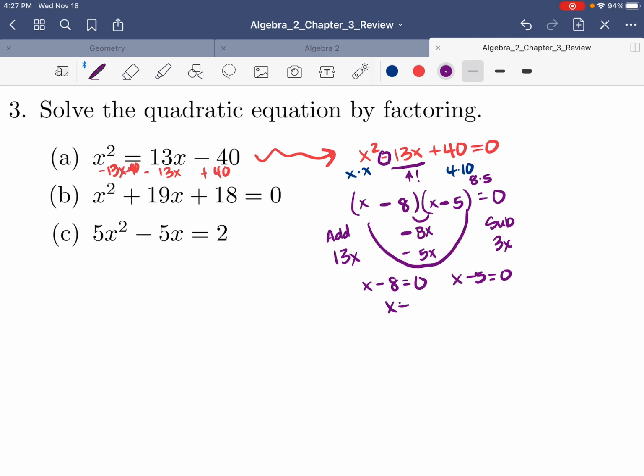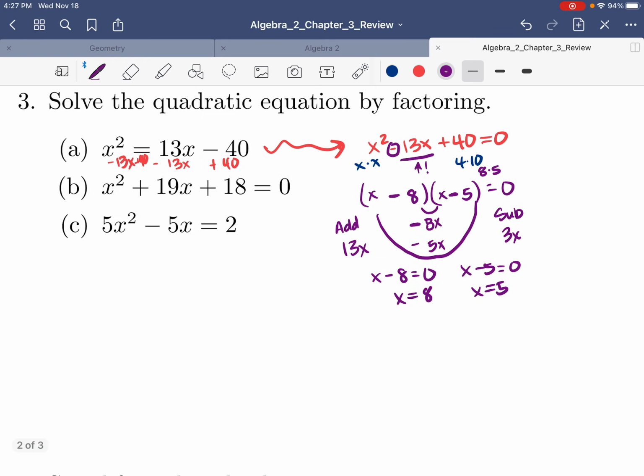This gives us x equals 8 by adding 8 to both sides. This equals x equals 5 by adding 5 to both sides. And I like to write my answers as this.